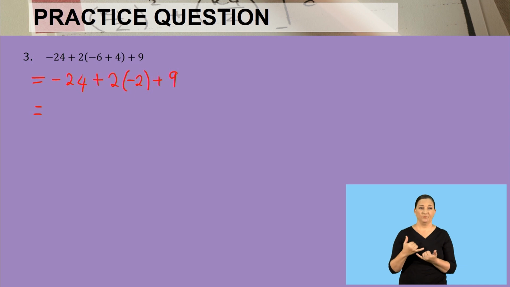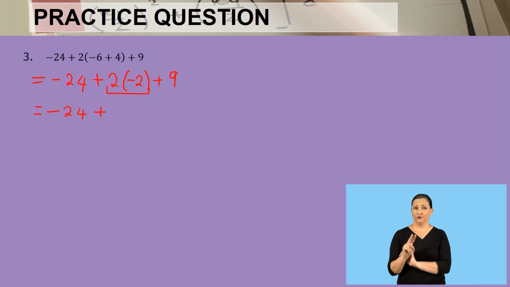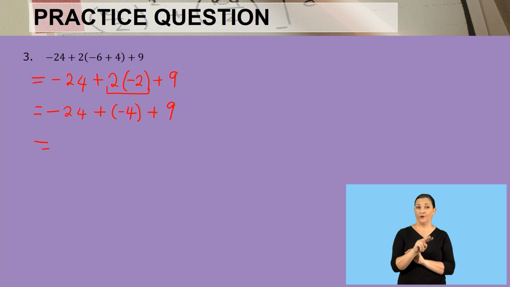So we still need to work out the 2 multiplied by the negative 2. So we have there negative 24, and this is going to be plus, and 2 multiplied by a negative 2 is a negative 4. And we are going to add the 9. So after that, we are going to say a negative 24 plus a negative 4. We know that adding a negative number is the same as subtracting that natural number. So negative 24 plus negative 4 is a negative 28. And when we add the 9, our final answer is going to be a negative 19.